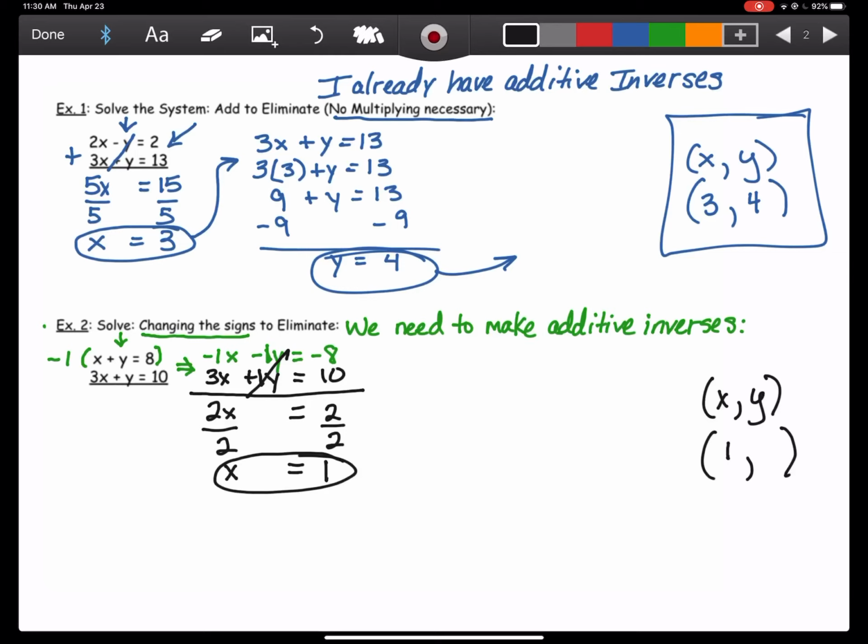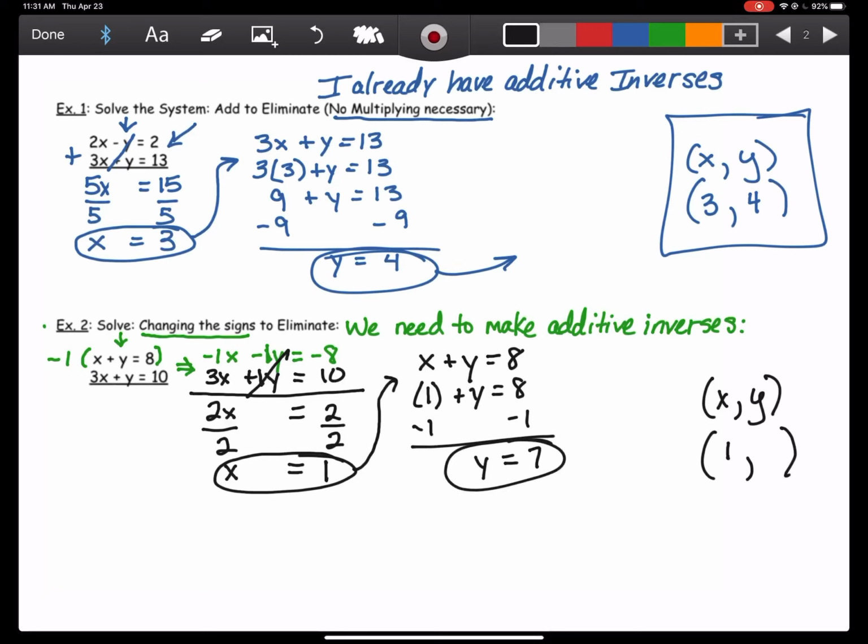All right, now I'm going to substitute what I found. Pick either equation. Which equation looks easier to you? I picked the top one. You can pick either one. X plus y equals 8. Substitute. 1 plus y equals 8. Subtract the 1 from both sides. We get y equals 7. There's the other part of our answer. Put it in your ordered pair, box out your answer. Take a minute, pause the video, write down what you need to write down.